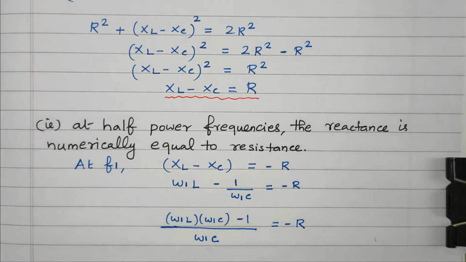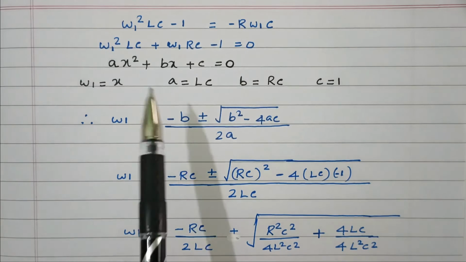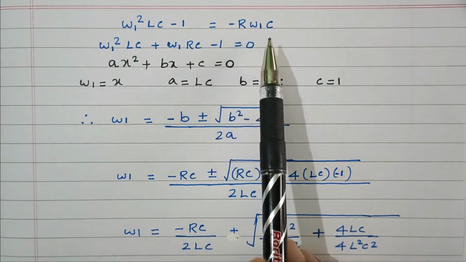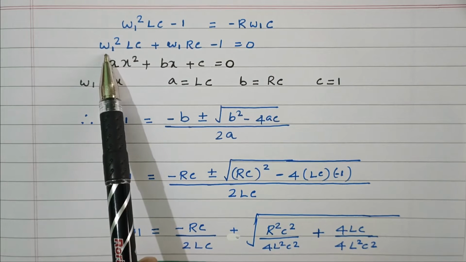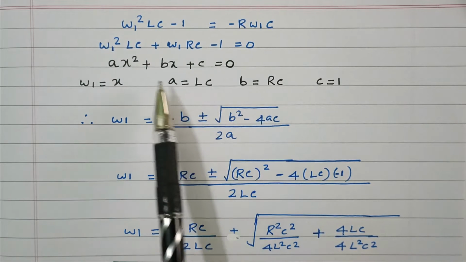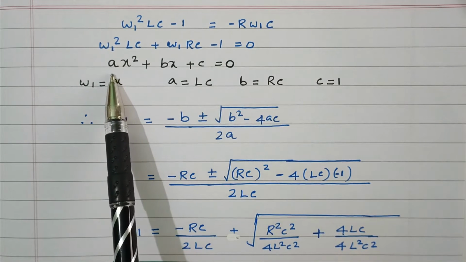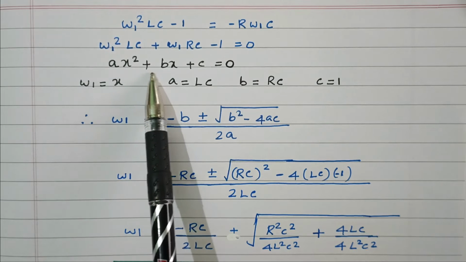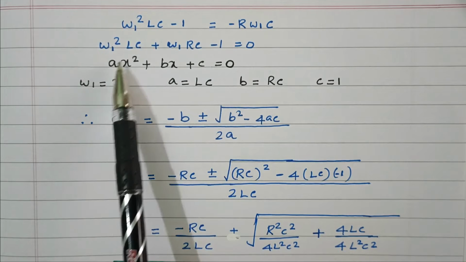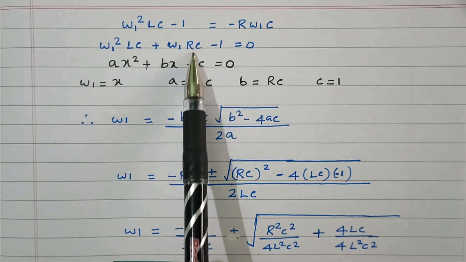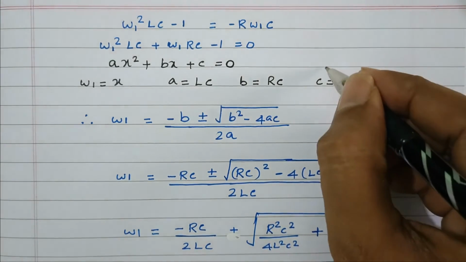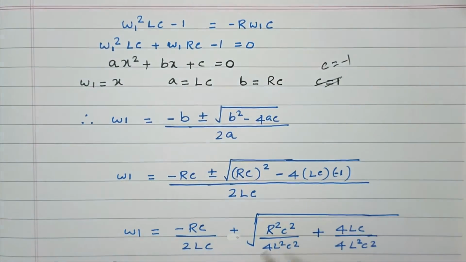I will go for the further simplification. By cross multiplying we got omega 1 square LC minus 1 equal to minus R omega 1 C. Now bring this term to this side, so omega 1 square LC plus omega 1 RC minus 1 equal to 0. This is nothing but a quadratic equation. Take the standard quadratic equation, ax square plus bx plus c equal to 0. Here x is omega 1, a is LC, b is RC, and c is minus 1, not plus 1.